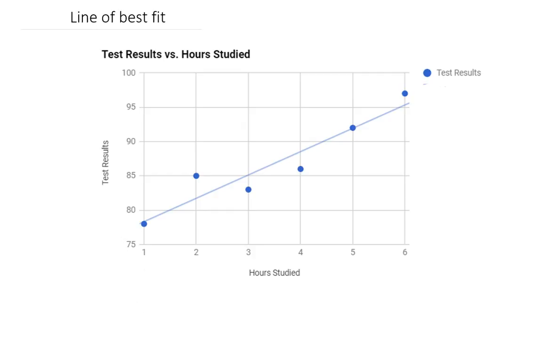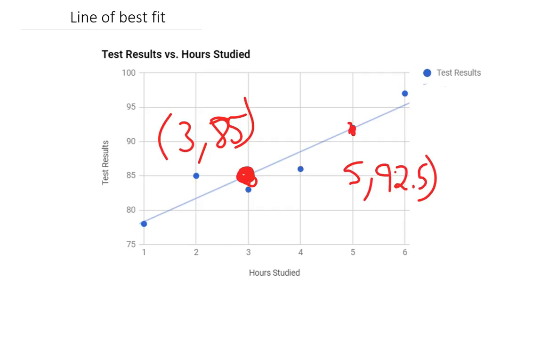What I can do from this line of best fit is find what that equation is and then relate that equation to what is actually happening in the graph. So what I can do is find a couple of points on this graph that will be really good points to look at. One point that I'm going to use would be here, because it looks like it's right on that line. This point would be 3 in the x and 85 in the y. The other point we'll use will be 5 in the x and looks like 92.5 in the y.